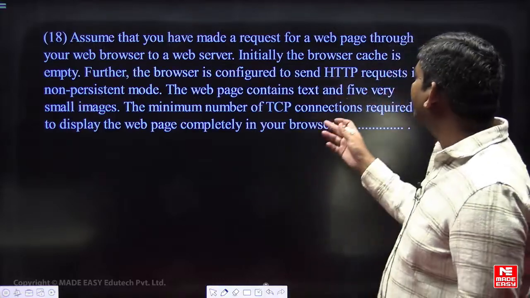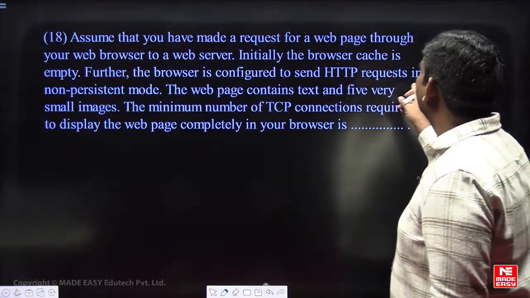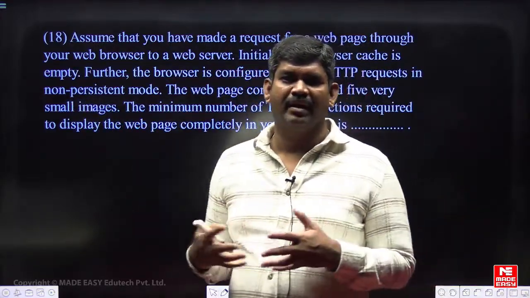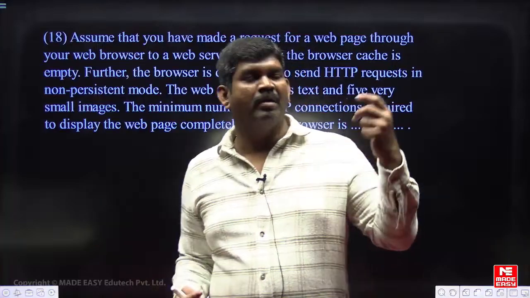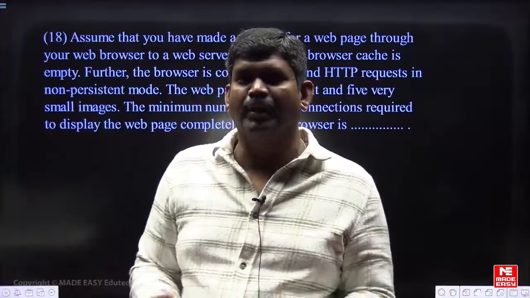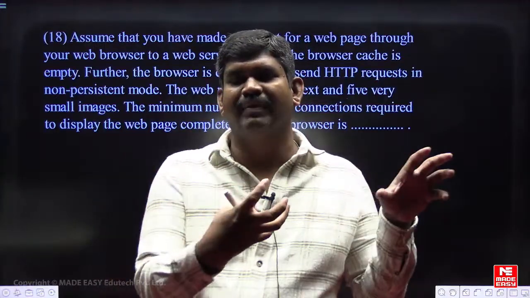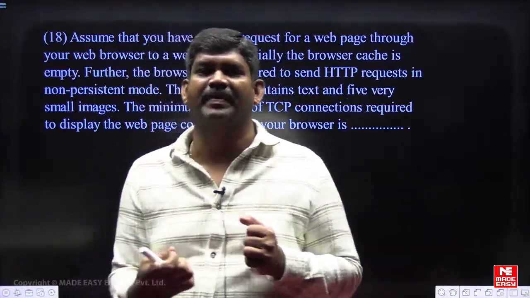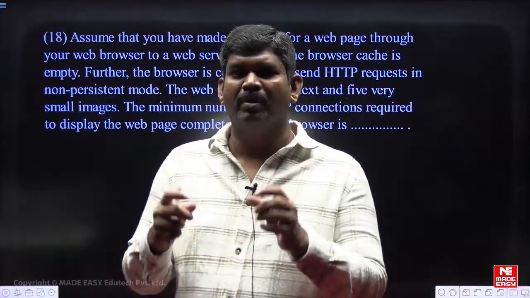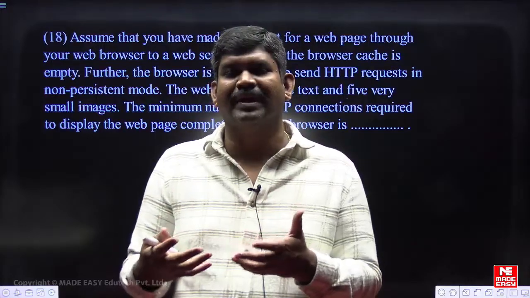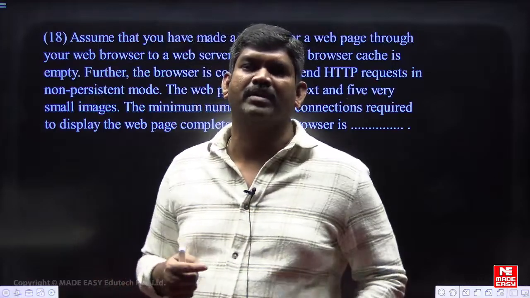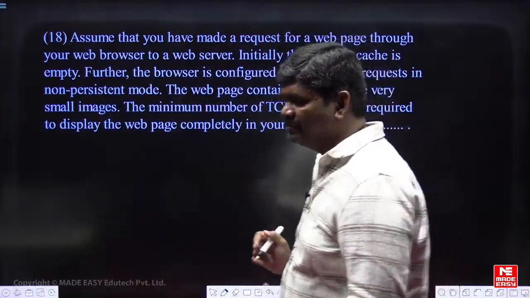Further, the browser is configured to send HTTP requests in, see, this is the important, non-persistent mode. Just now I have told you. There will be a persistent mode, non-persistent mode, persistent mode with pipelining. Pipelining is something like Go-Back-N ARQ. In the request you can ask for multiple objects from the same server, or you can also go for a non-persistent HTTP with parallel TCP connections. So what type of connection the client uses to access the objects will be already configured in the browser only. That is what is mentioned in the problem.